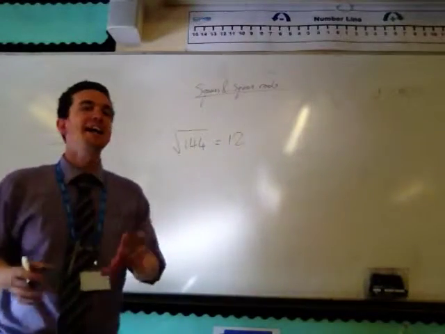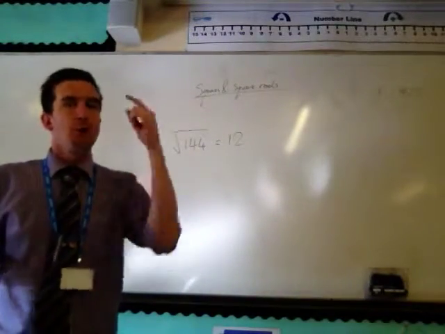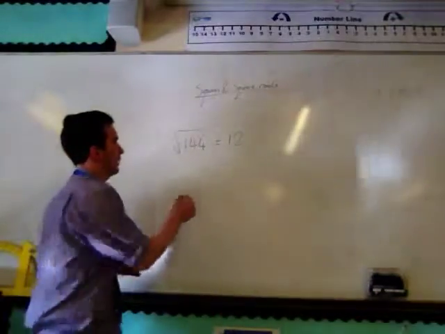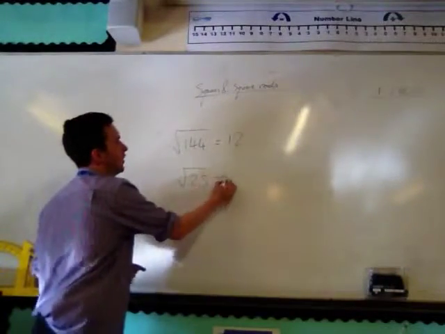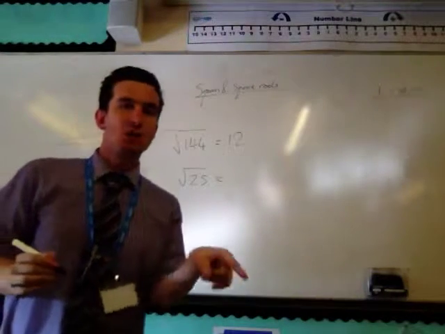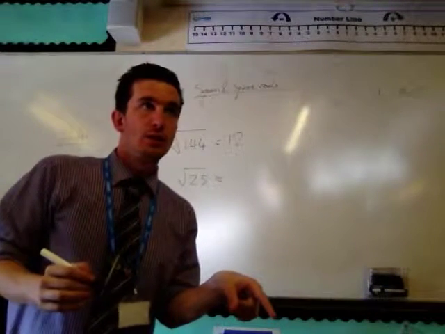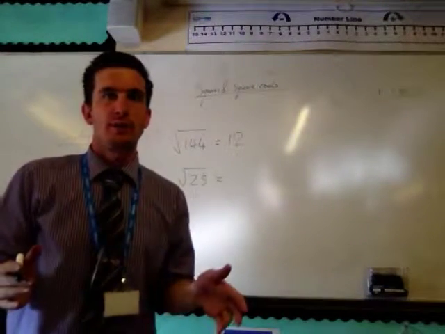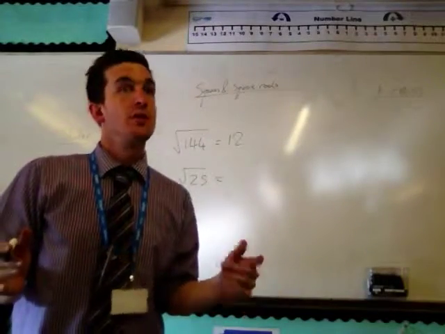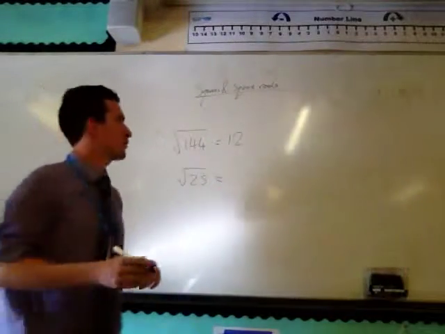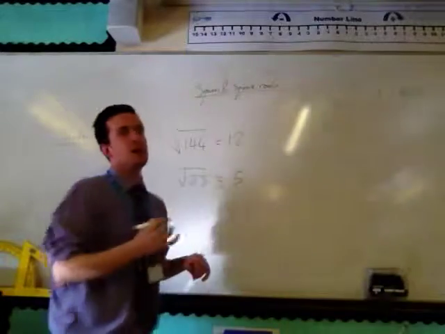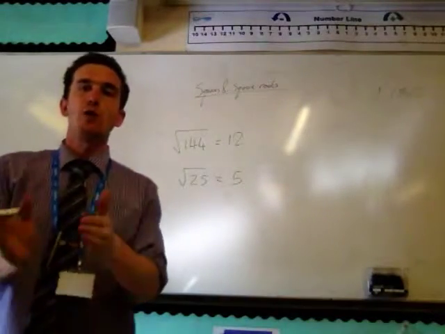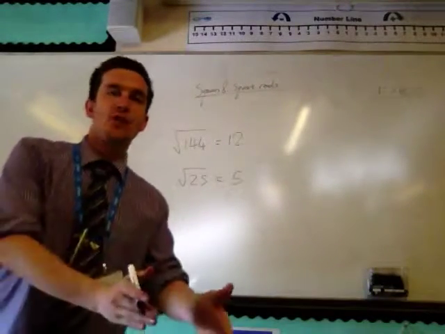And we can do that with any square number. We can do it with any number, but we can do it in our heads with any square number. So the square root of 25, which number did I start with and times by itself to get 25? Well, I started with, you've probably just said it, 5. 5 times 5. We don't need to write 5 times 5, we just write 5. The square root of 25 is 5.